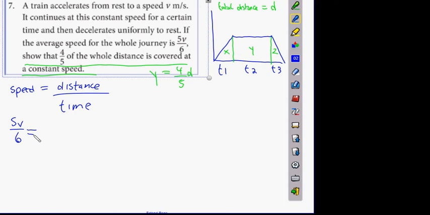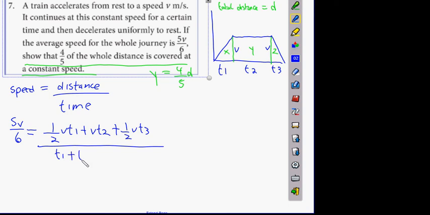Now, how do we get distance? Find the area of each section, right? So the first one's a triangle, which is a half base times height. Second one, a rectangle, which is v times T2. Third one, a half v T3, all divided by the total time, which is going to be T1 plus T2 plus T3.